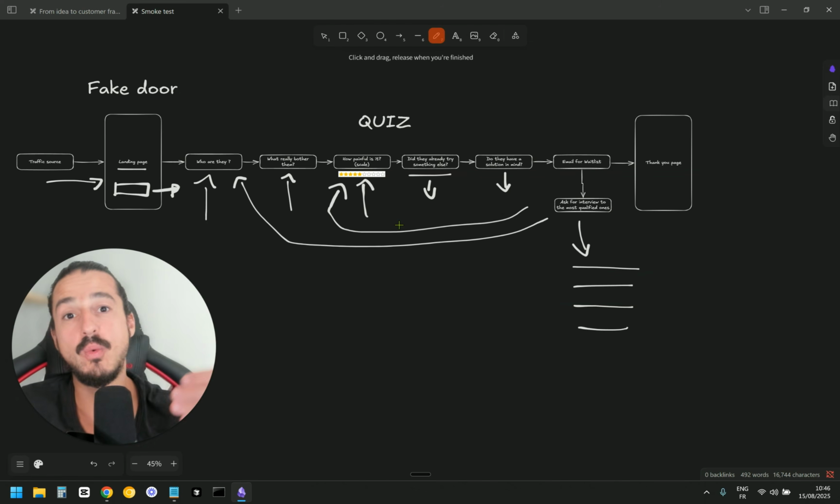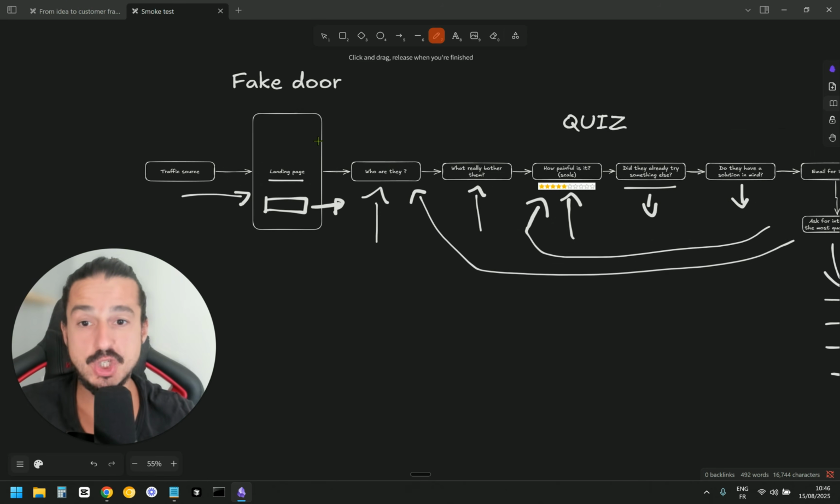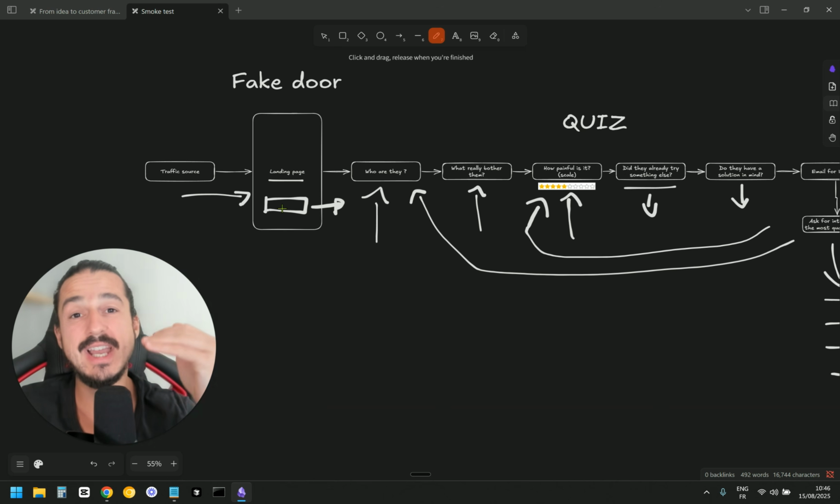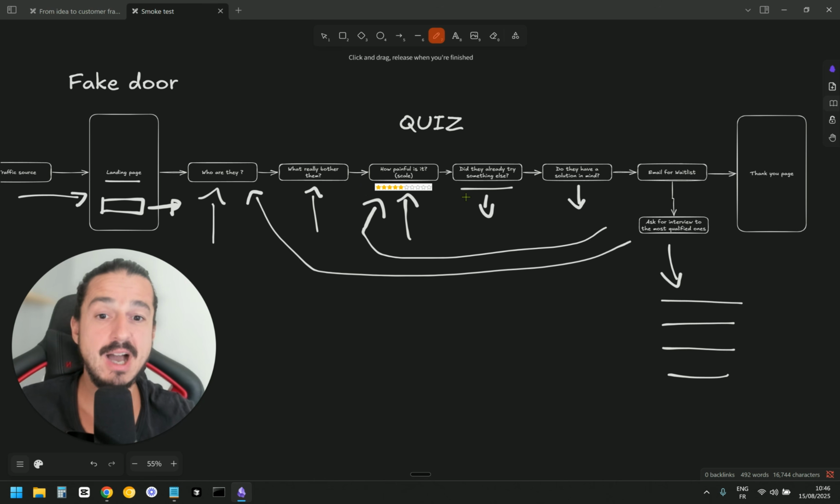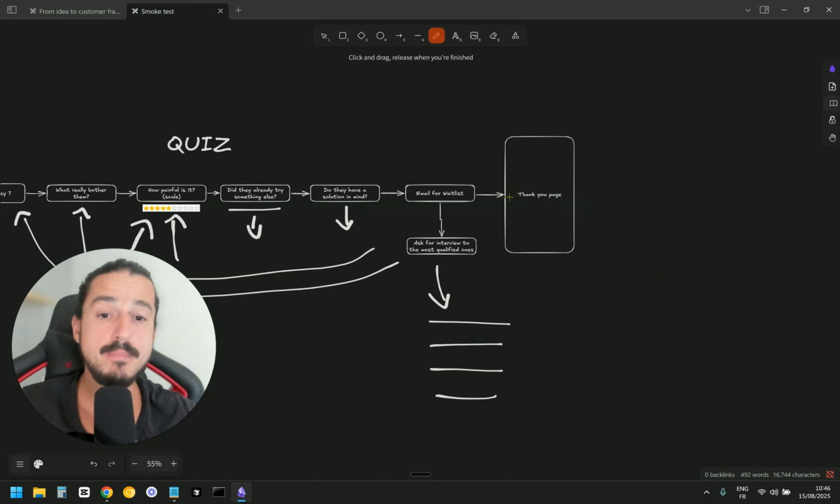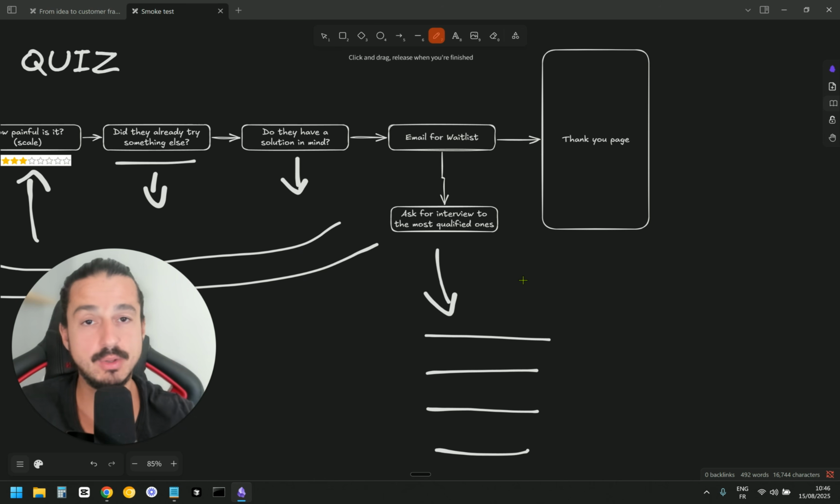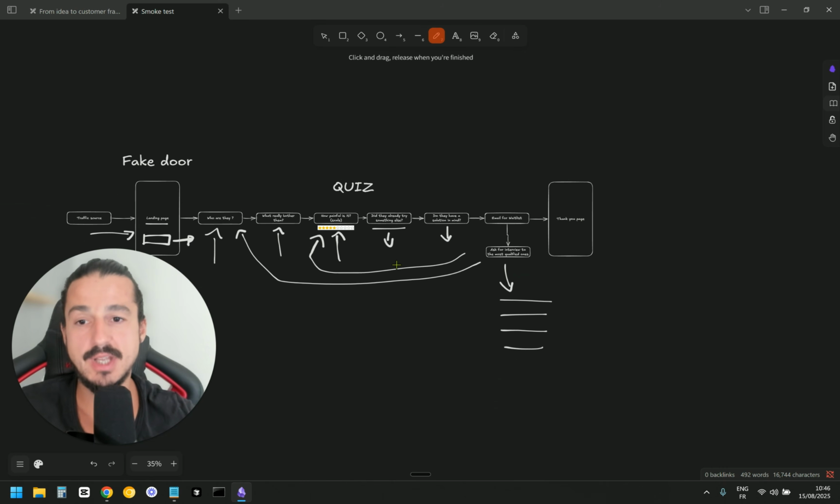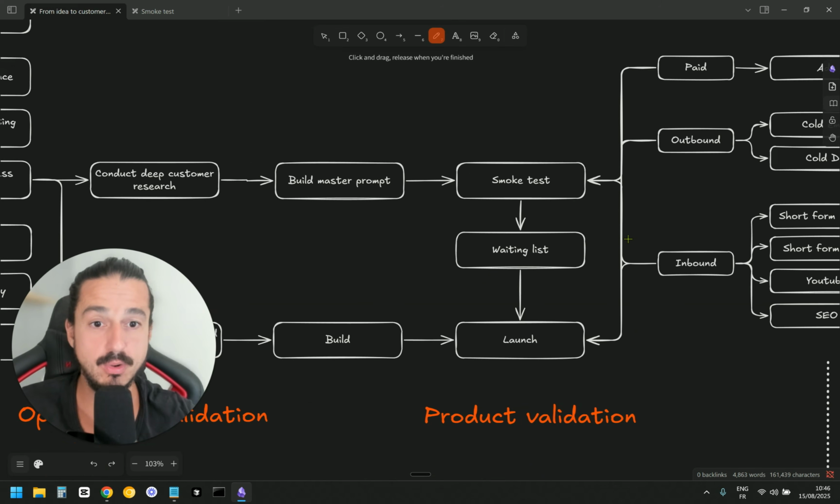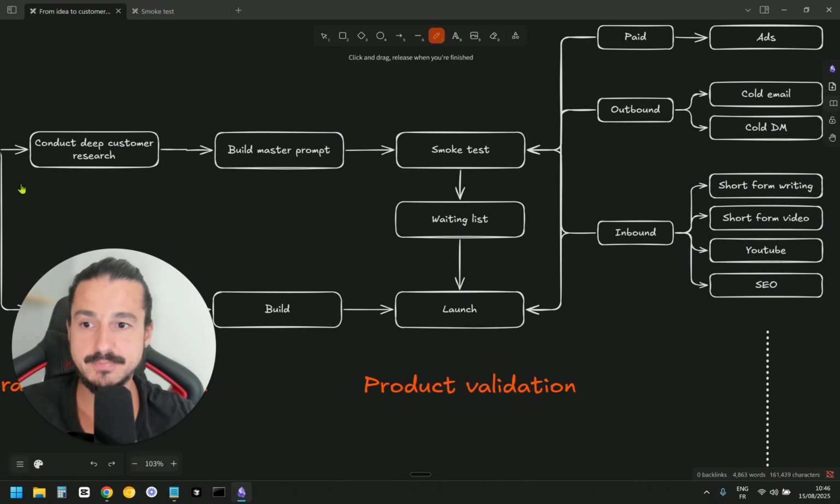So this is another way of validating and talking to customers by doing a smoke test: we show them something that is exactly as if it would exist. So we already understand if they would click on something like that. Then we ask them questions and we see how painful this problem is for them. We put them on the waiting list and we ask only the most important ones if they are willing to have a conversation about their specific pain points. And that's how you start learning more and more about the people you are going to serve with your product.